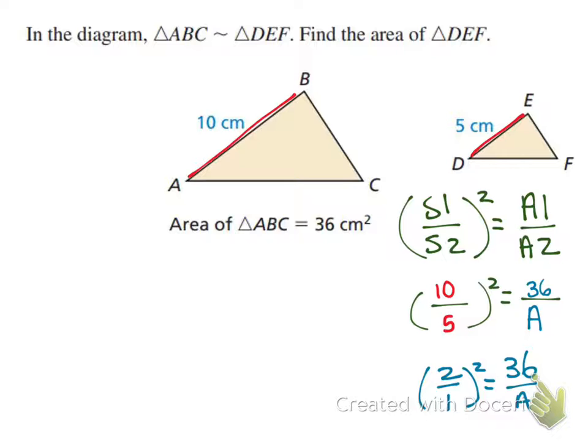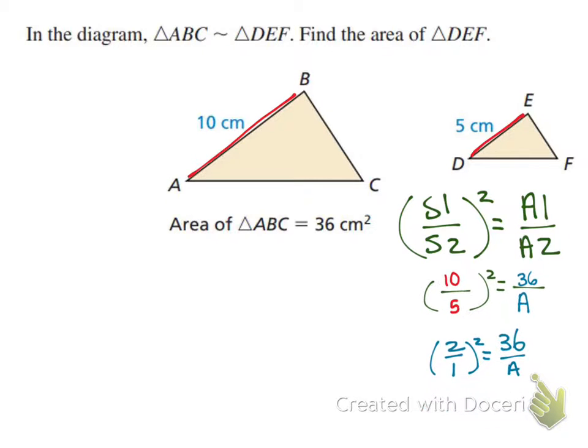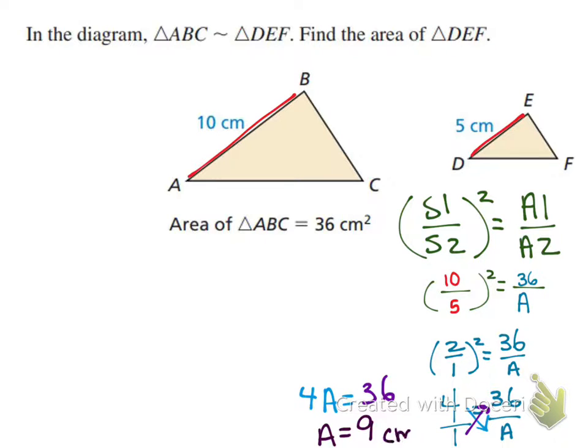What is 2 squared? 4. And then 1 squared is still 1. If we hadn't made it a fraction and we just left 4, this is more complicated to solve. Do you see what I'm saying? Because the number is in the numerator and a is in the denominator. That's why I like 1 still in the bottom. We're going to cross multiply, so you get 4a equals 36. So then what is the area? 9 centimeters squared. Perfect.